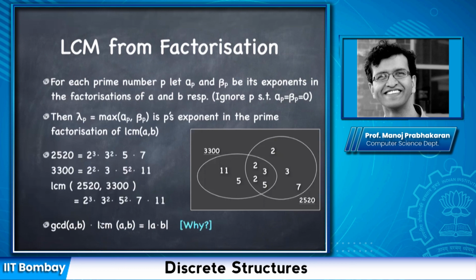an efficient algorithm for computing LCM can be based on this identity here, which just says that if you took the product of the GCD and the LCM, you'll get the product of the two numbers themselves. And that's not very hard to see if you think in terms of this Venn diagram. So I would leave you with that to reason as to why this would hold.